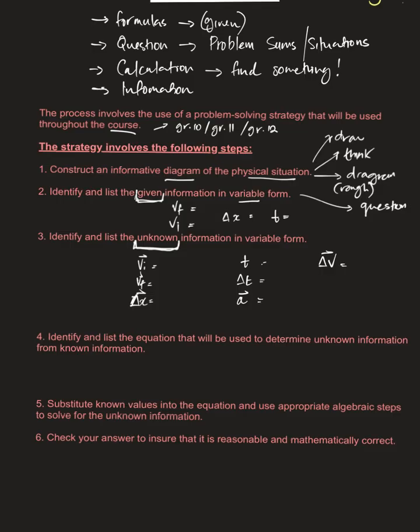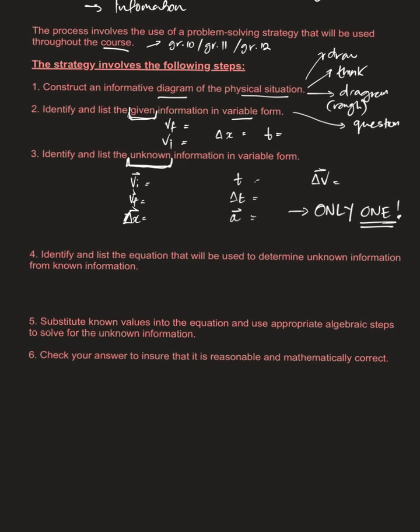Now when I'm doing the unknown information, I can only have one unknown at a time. There must only be one unknown. If there are two unknowns, there must be two calculations. Every formula that we have can only have one unknown. So please make a note of that. All right, the next thing we're looking at here, it says, identify and list the equation that will be used.